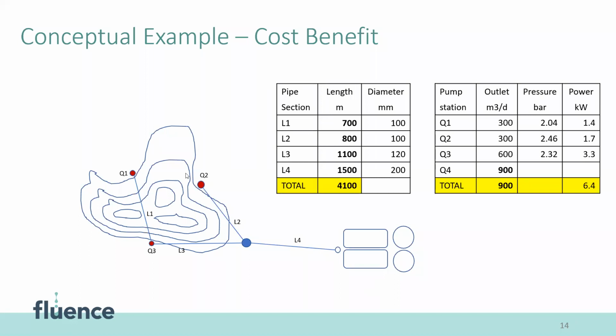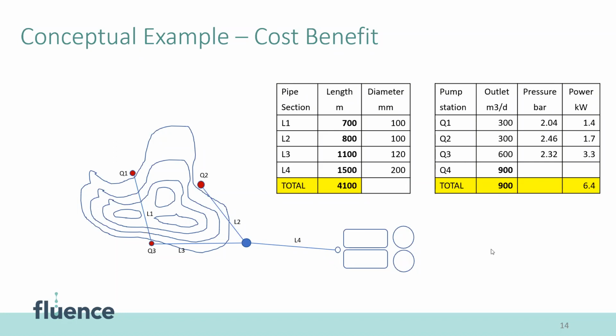We have a total of 900 cubic meters per day on average, and the sewer mains are more than 4 kilometers in length. This is the larger diameter piping and 3 pumping stations. These stations have almost 6.5 kilowatts of average daily power consumption.